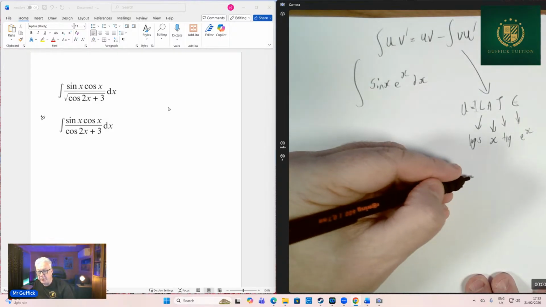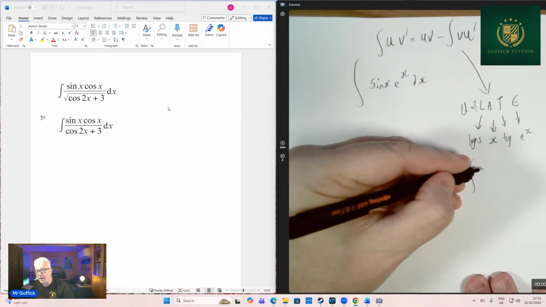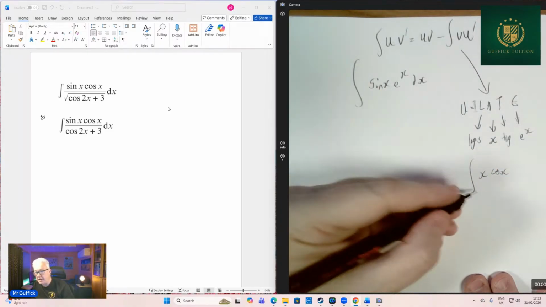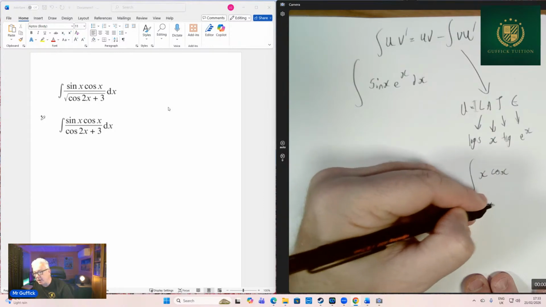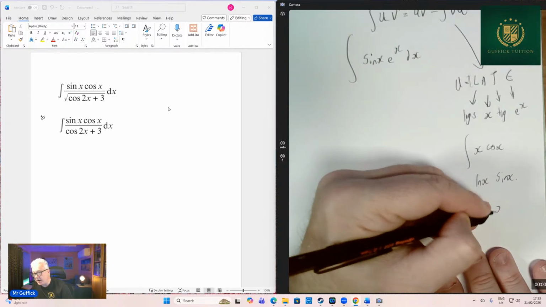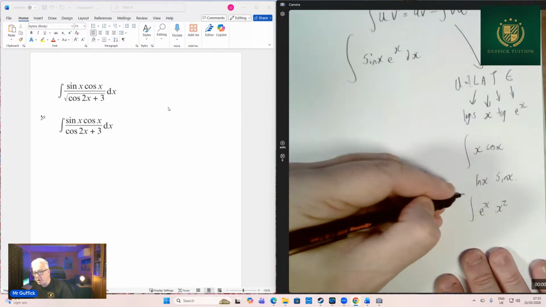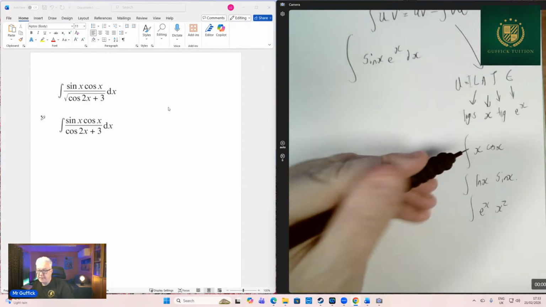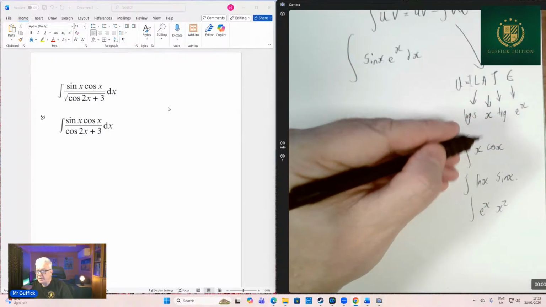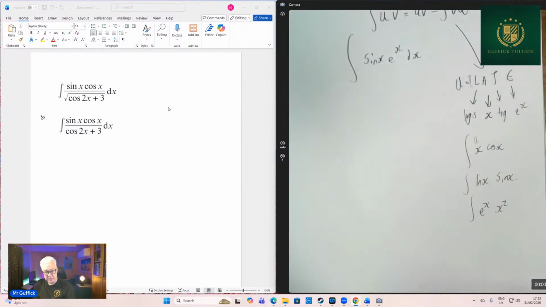So let's look at an example. Let's say I wanted to try and integrate x cos x, and then let's say I had ln x times sine x, and then let's say I had e to the x times x squared. If I was going to try and integrate these, in this first example I would say I have got algebra and I've got trig. So the algebra is going to be the u, and the trig is going to be the v dashed. That is how, in that example, I would decide which bit was going to be my u and which bit was going to be my v dashed.